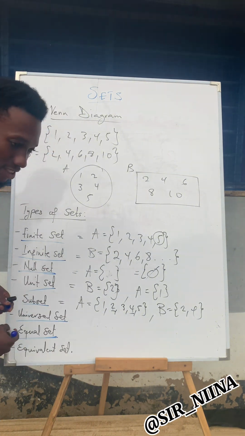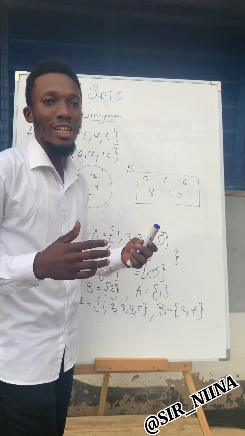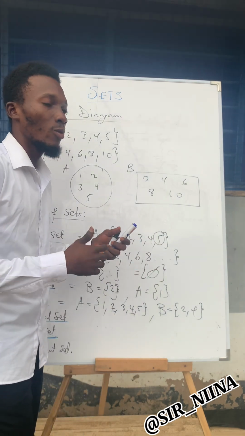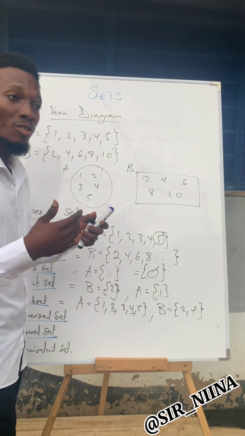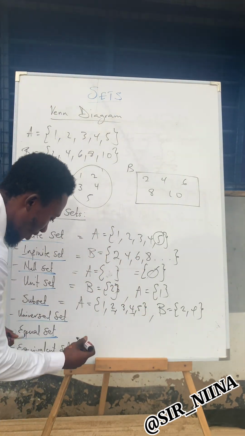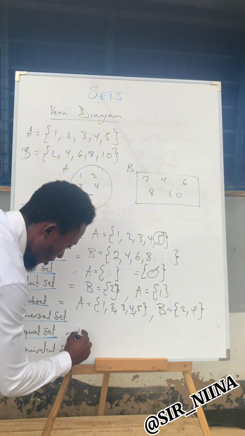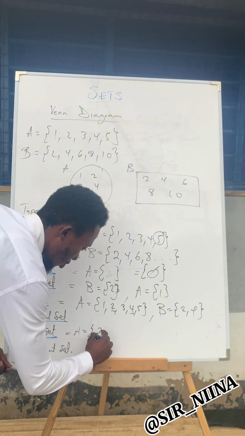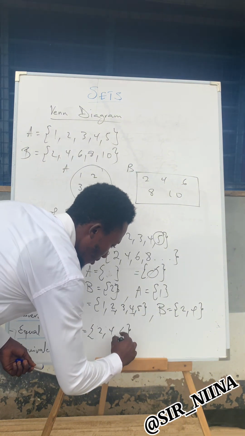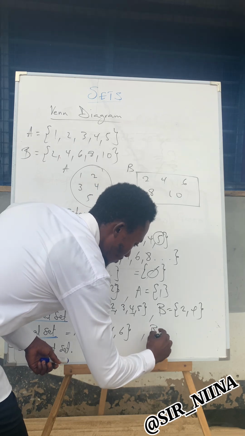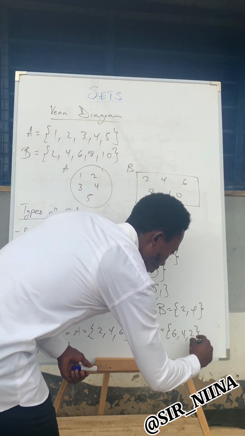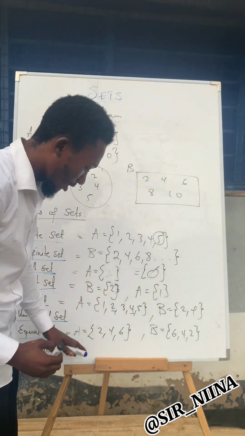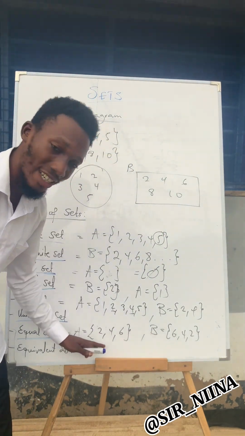The equal set. Equal means they are the same. So we have set A, let's say 2, 4, 6, and set B, let's say 2, 4, 6. Right, so set A is 2, 4, 6, and let's say set B is 6, 4, 2. Now when you take set A and set B, you can see that they are equal.